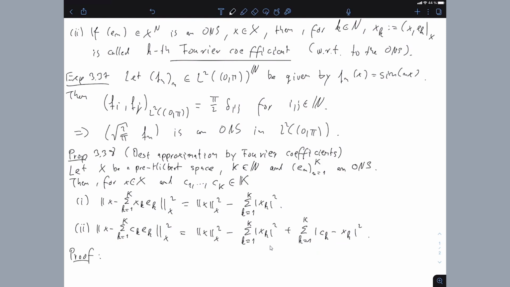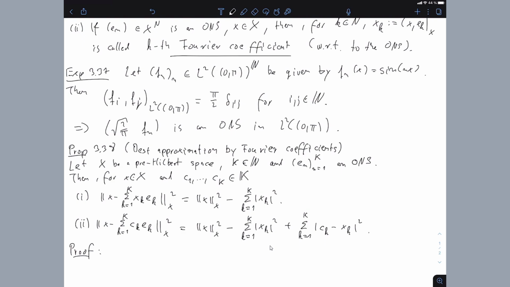Now we just have to prove this. Since we don't have much structure to work with, the proof is actually rather simple, I would say. It's just a little bit of computation with scalar product properties and this orthogonality. So I will do the number 1 first.